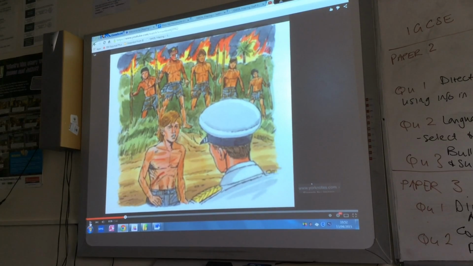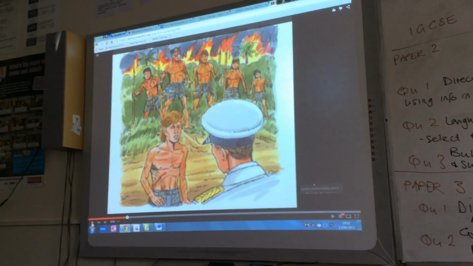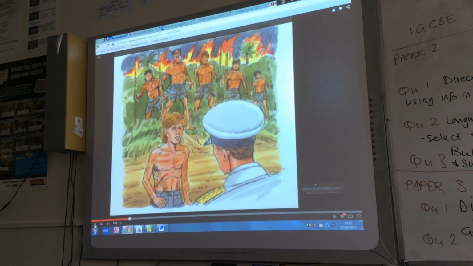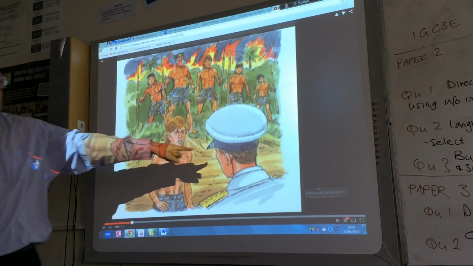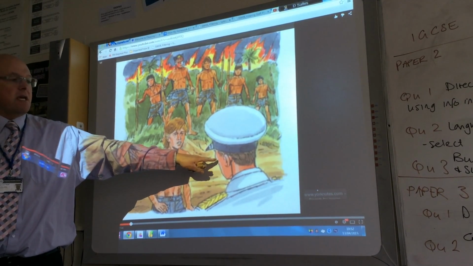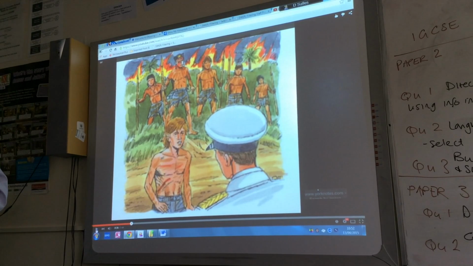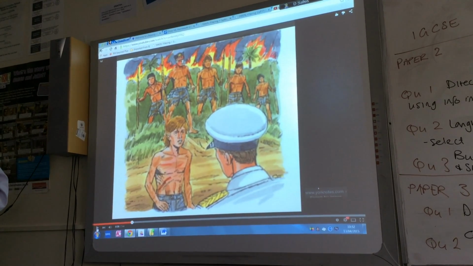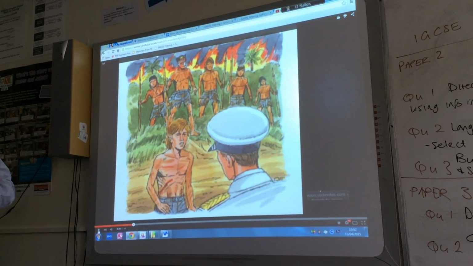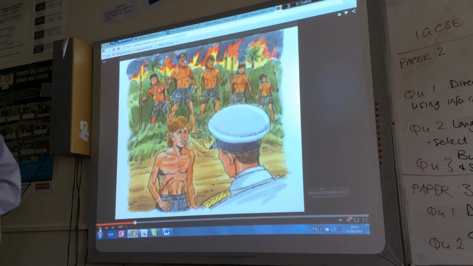We thought that he was saving them from their own demons. Good. What else would you use about him to show that he is a saviour? Well, he's in white, which I suppose is an angel figure. Brilliant. White represents an angel figure. I'll accept that. Well done.